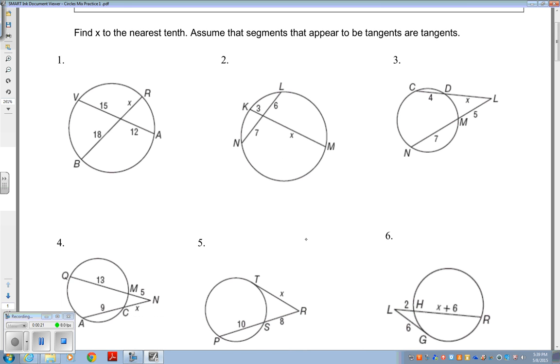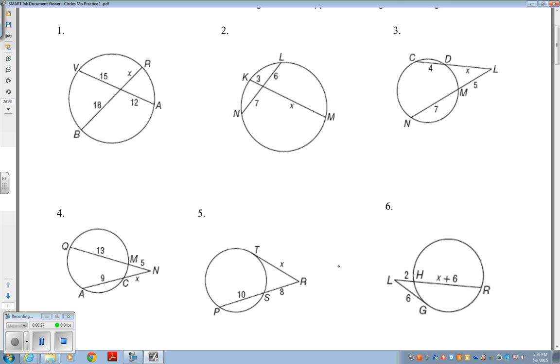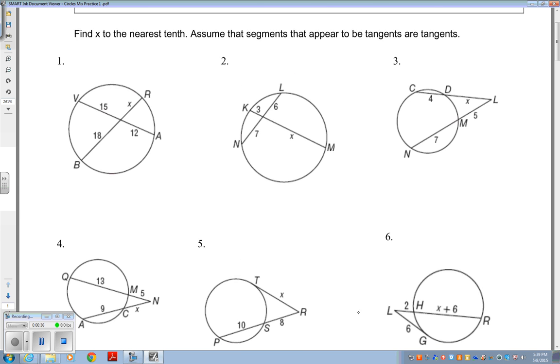I'm just going to go over a couple that are similar to other problems. You do need to complete the whole set. It has chords, tangents, and secants. Also some radius. You're dealing with angles and also arcs. So it's like I said, it's a mixed practice.